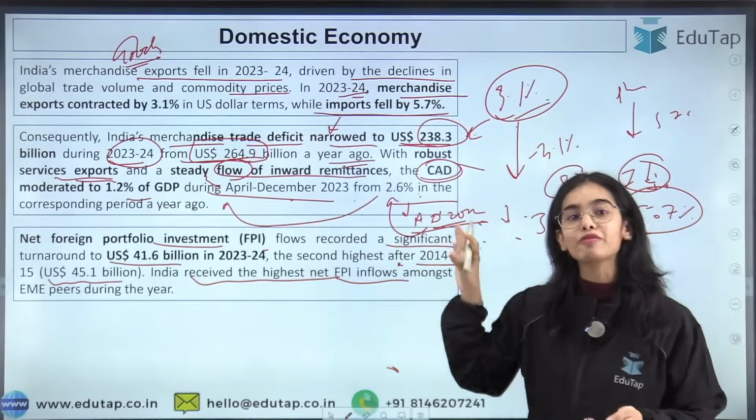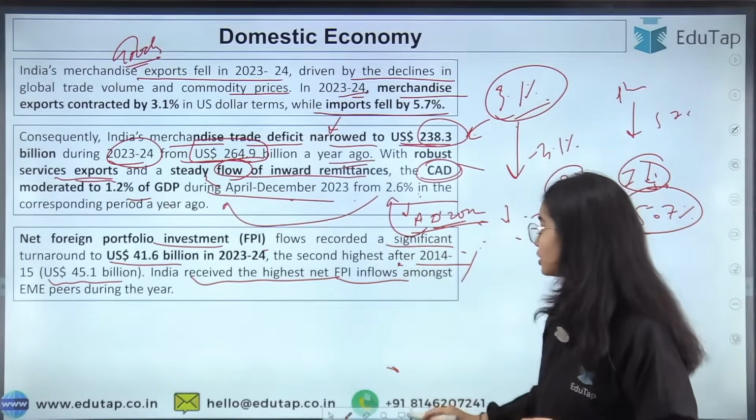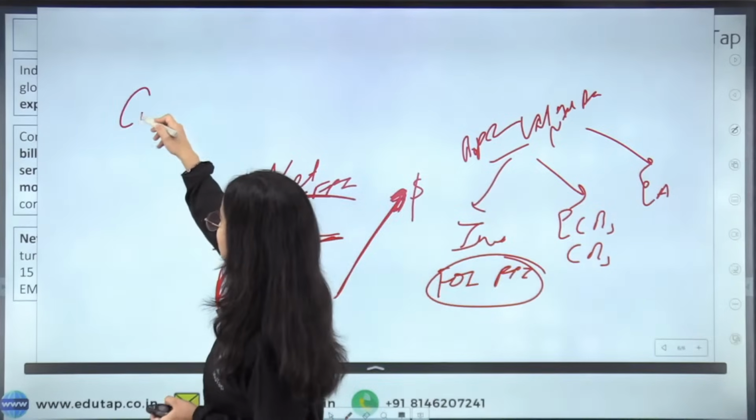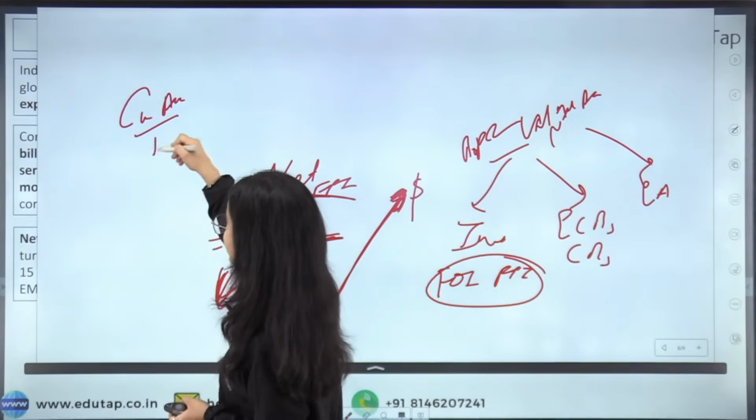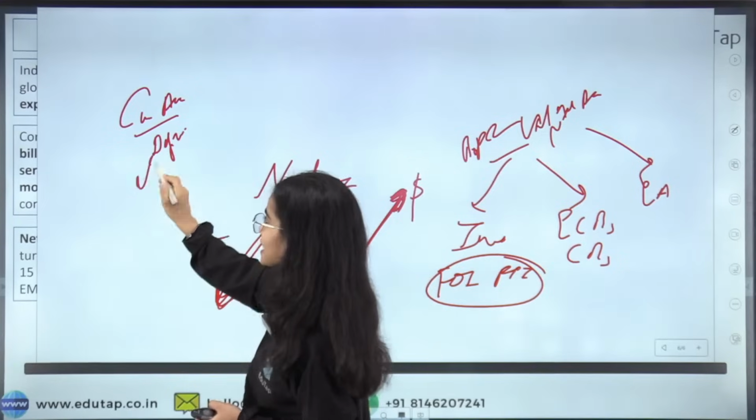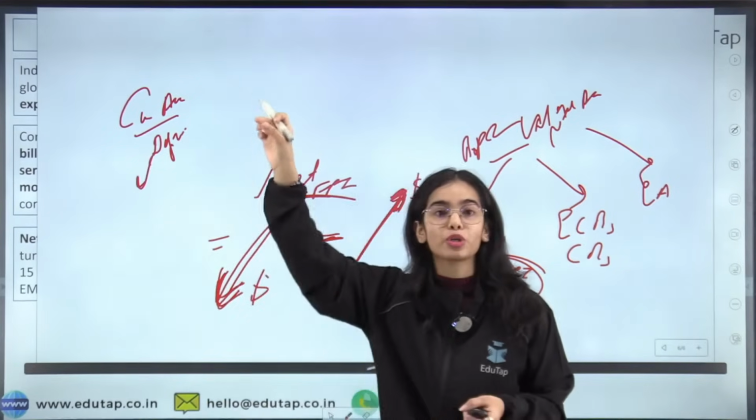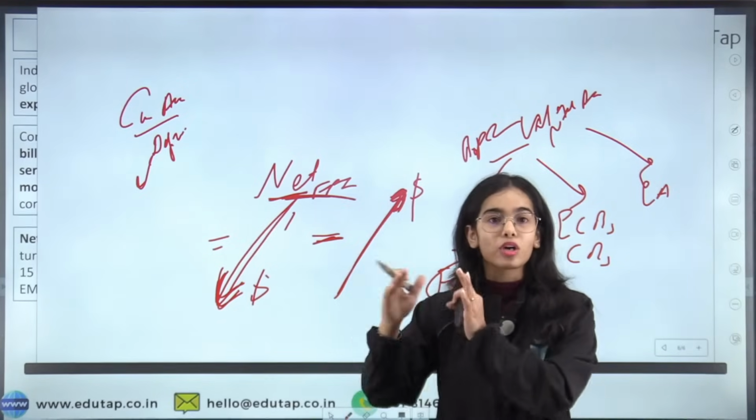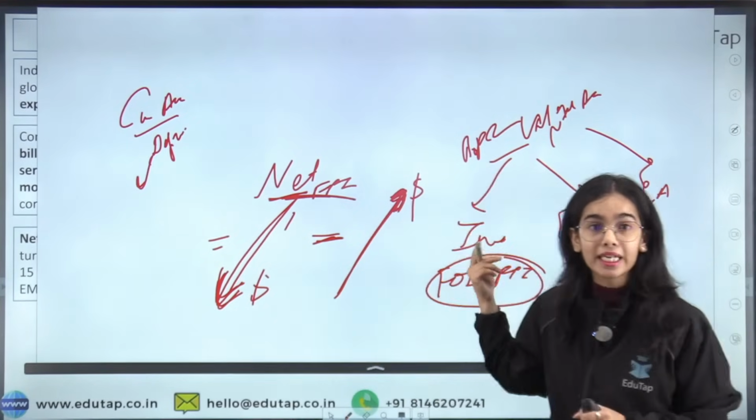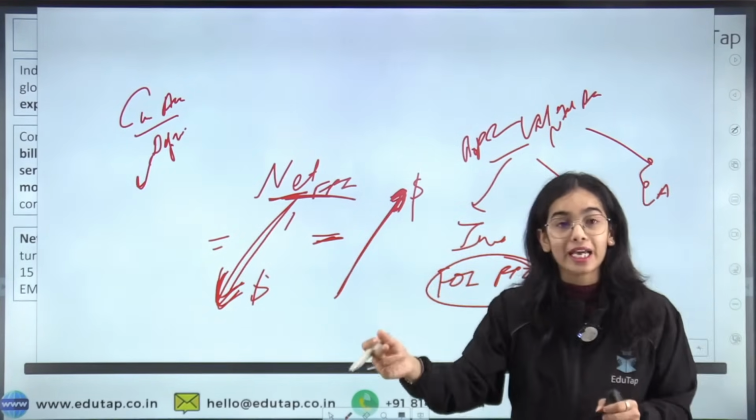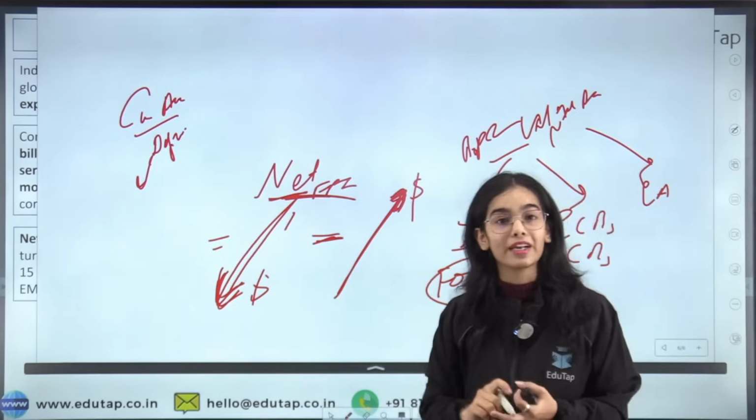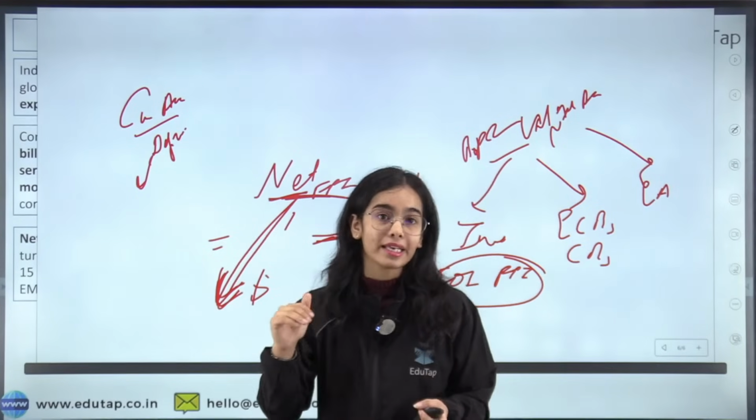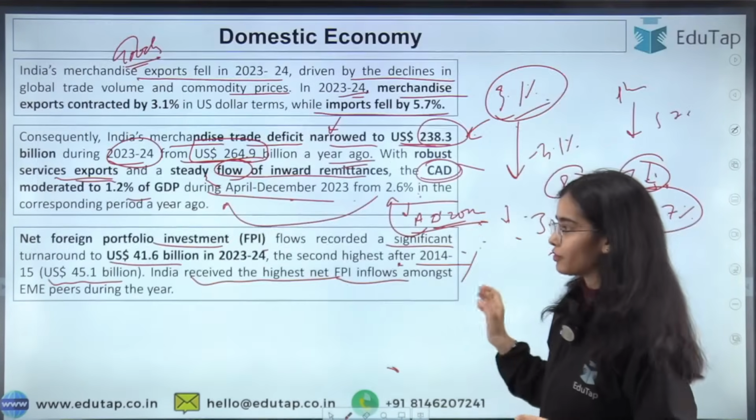So we have understood the situation of the current account: there is a deficit in the current account, but the deficit has narrowed, has come down from 2.6% of the GDP to 1.2% of the GDP in the given period. In the capital account, we are starting with the net FPI. You can see it is the second highest since 2014 to 2015.